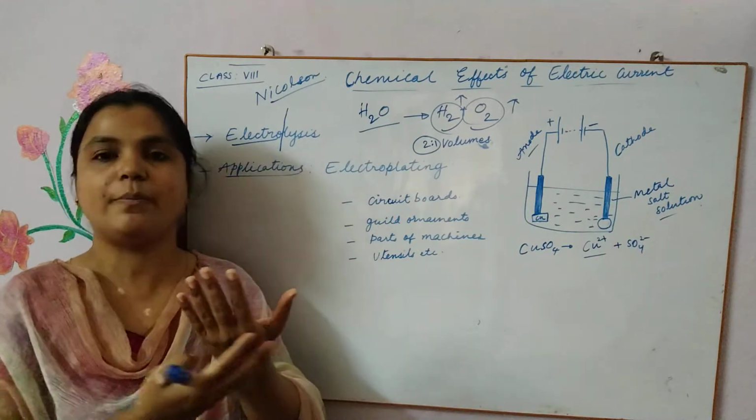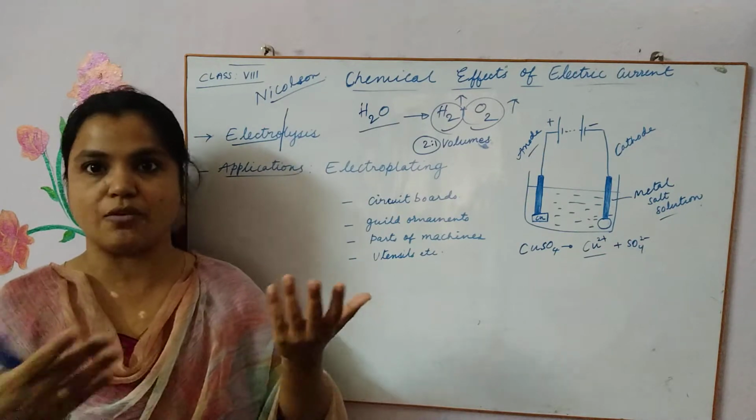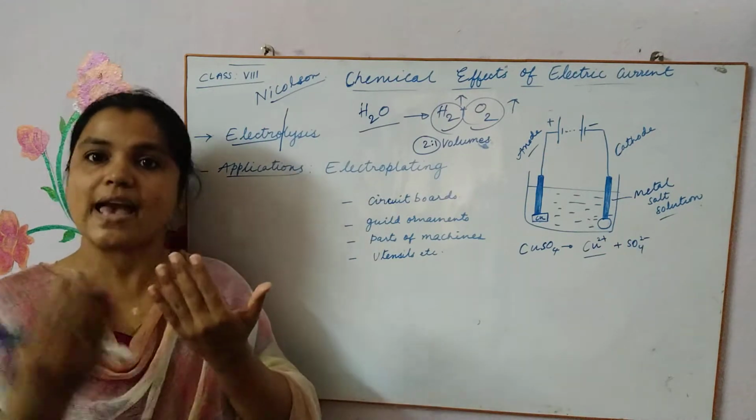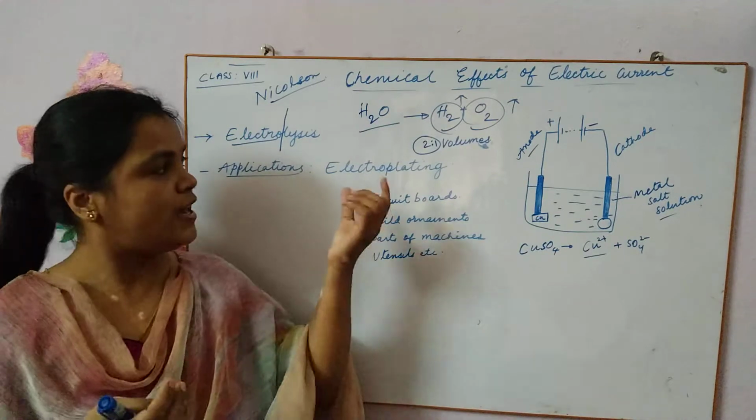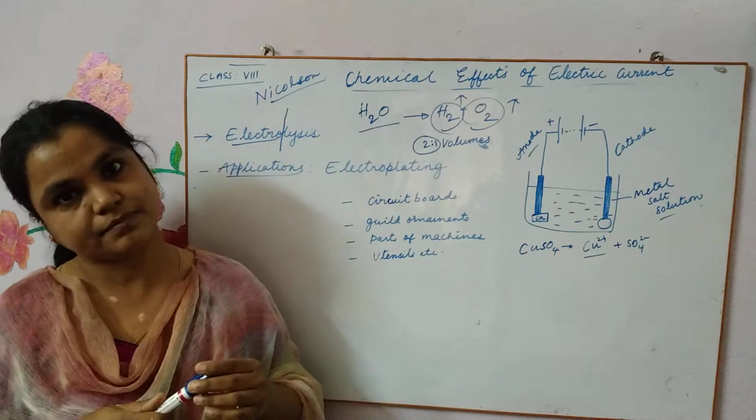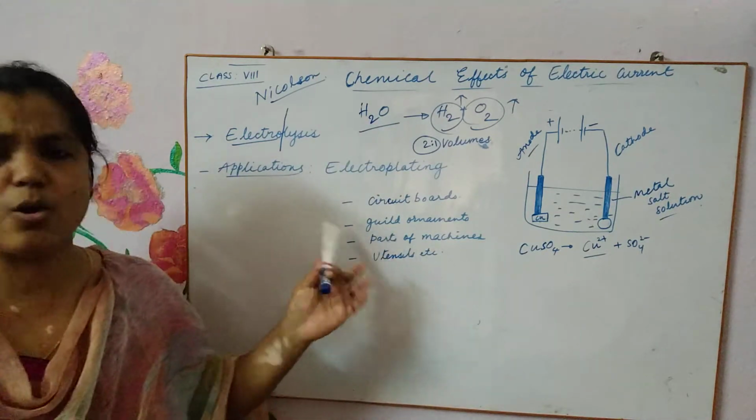And how is that copper? It's not a paint so that you can paint it off. We can't do that. So copper can be coated over the steel using electroplating. Got it, children? Now how is it done?